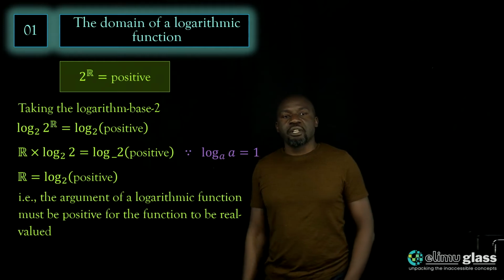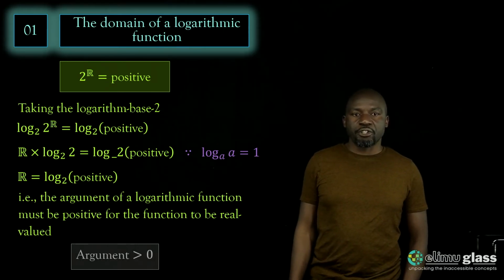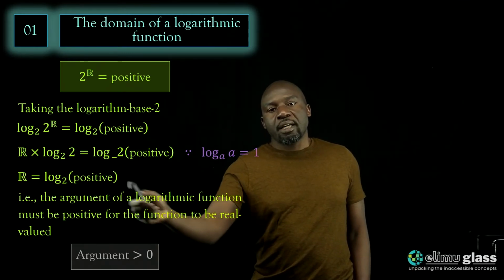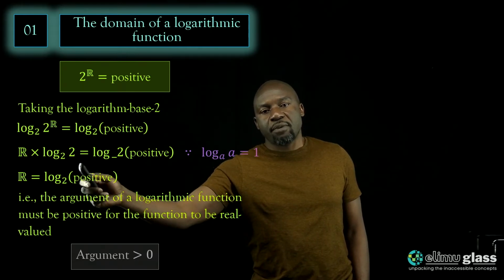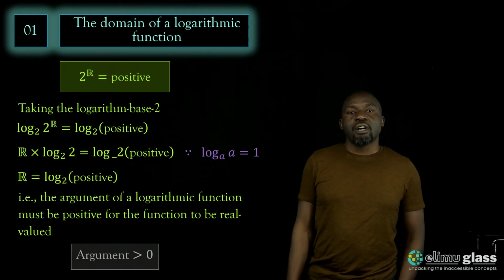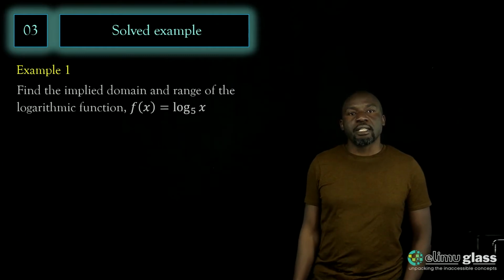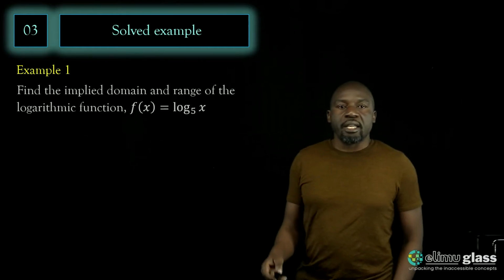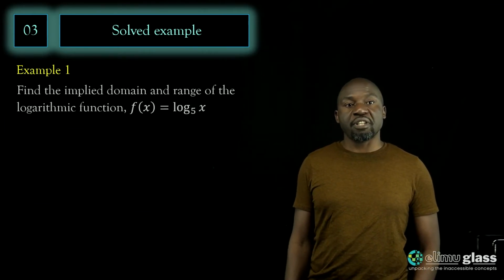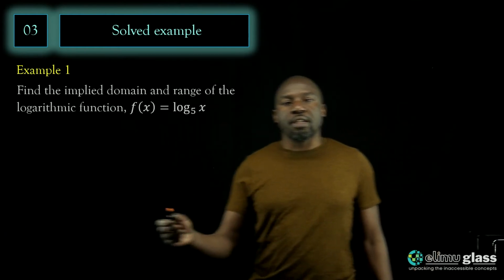Okay, and this is the reasoning that we use to determine the domain for a logarithmic function. Let's see if we can answer some questions. So just remember that the argument always has to be positive. The expression inside the logarithmic function there has to be positive for it to have a real value. Okay, so here is an example. Find the implied domain and range of the logarithmic function f of x is log to base 5 of x. So the base doesn't really matter. The rule remains the same. So this is very quick.